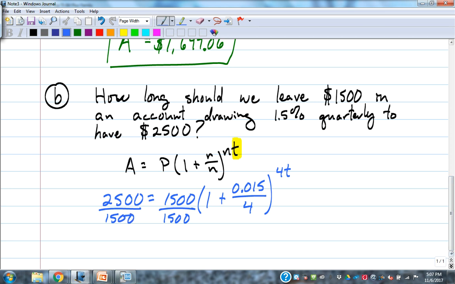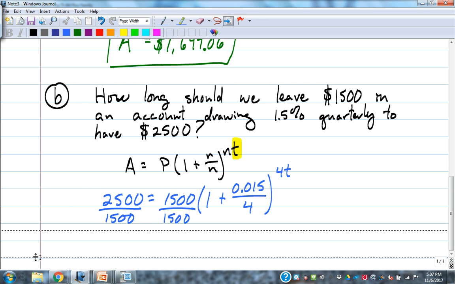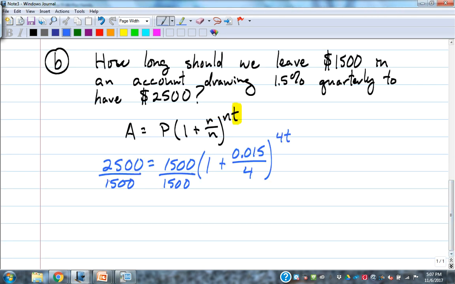Okay. And the zeros cancel out. That's 5/3. And then that's going to be a nasty decimal number. I'm not even going to mess with finding it. I'm just going to rewrite it. It's easier to rewrite it like this than it is to write out that decimal. I'm fairly certain that 1 plus 0.015 over 4 is not the same as 5/3. Pretty safe saying that. So what I'm saying is the bases are not the same on each side.